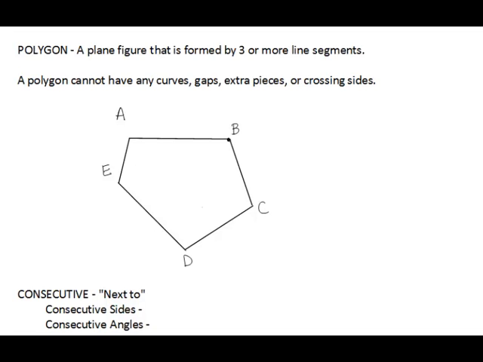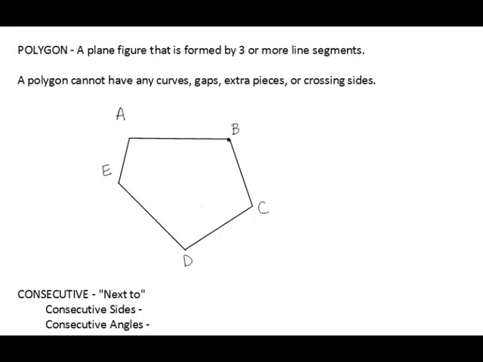Okay, first of all, plane figure. Remember, a plane is a flat surface, so a polygon has to be in a single flat surface. And then it has at least 3 sides, could have more than 3 sides. A polygon cannot have any curves, gaps, extra pieces, or crossing sides. Okay, so the one example here is polygon ABCDE. It has 5 sides and 5 angles.